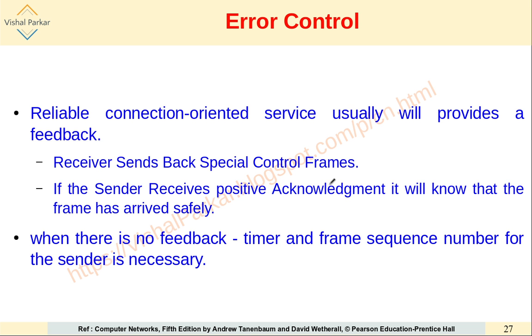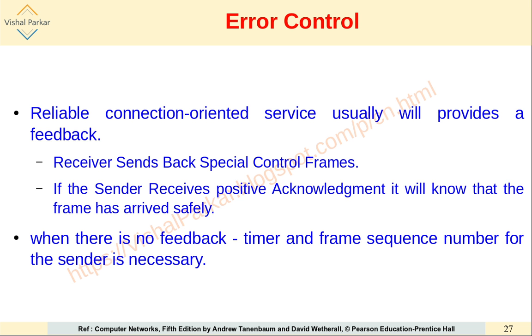Hence, in the reliable connection oriented service, there is what is called feedback. Here, upon the receipt of a frame, the receiver sends back special control frames indicating that it has received that frame. If the receiver sends a positive acknowledgement, the sender will conclude that the frame was received correctly at the receiver. When there is no feedback, there may be a situation where the sender sends the frame and has to know that the frame has been received in a particular predefined way. And for that, there are two things done.